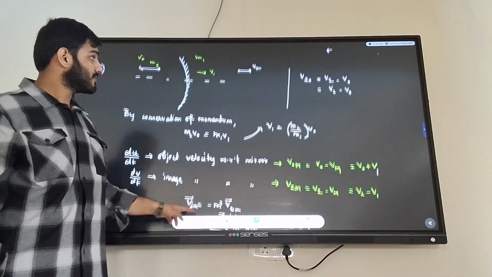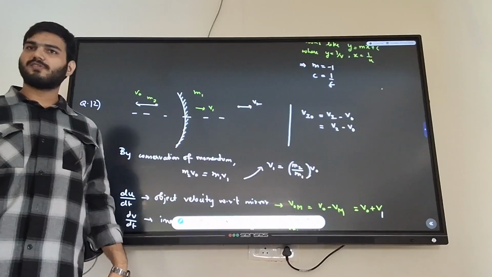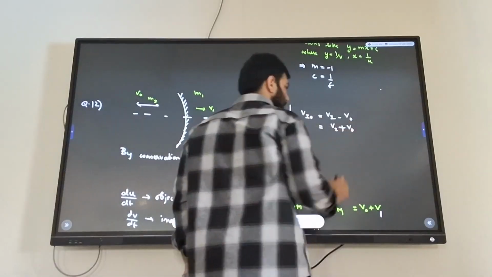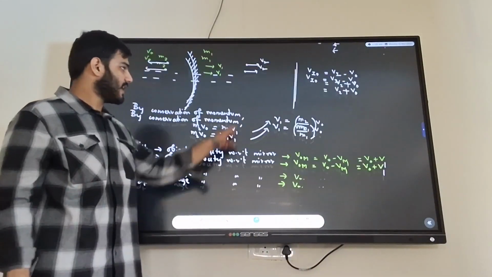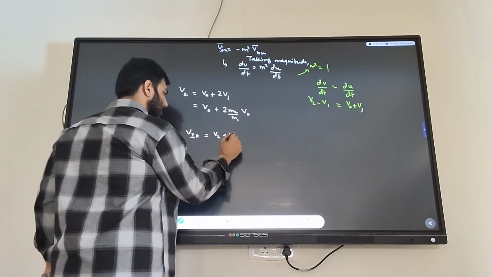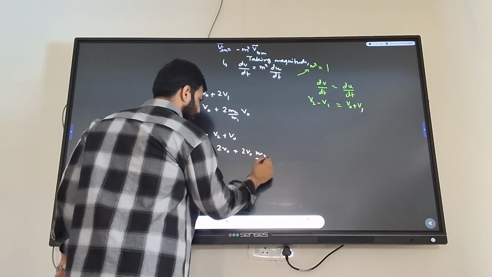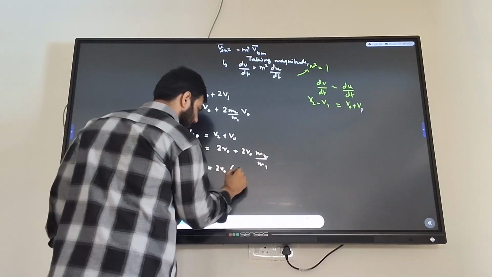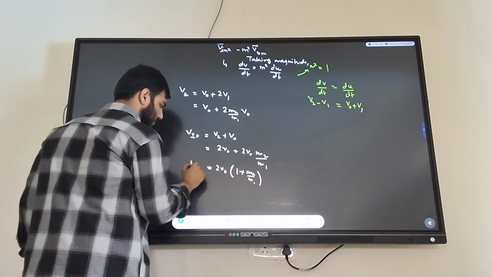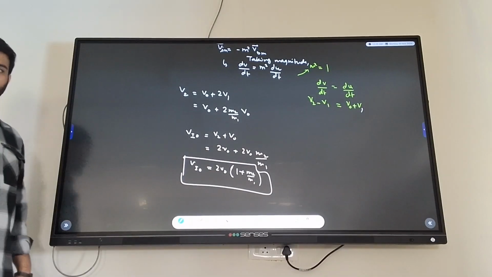VIO, what is that equal to? V2 minus V0. By the way, V2 and V0 are moving in opposite directions. So should I subtract or add? Add. So this should be add. Then what does VIO become? VIO is equal to V2 plus V0, but we already found V2. That's 2V0 plus 2V0 into M2 by M1. That means 2V0 into 1 plus M2 by M1. This is done. Any option matching with this? Option C, I think.